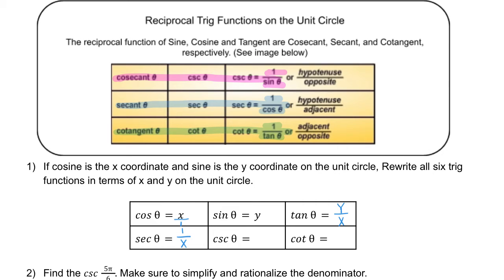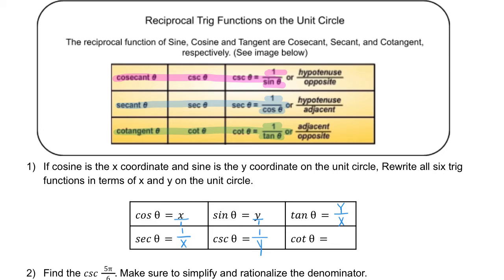And secant goes with cosine. So that's why you see them going up and down that vertical. Sine of theta is the y value. Again, you can write any whole number as a fraction by placing it over 1, making it easier for us to see the reciprocal by placing it 1 over the y value.